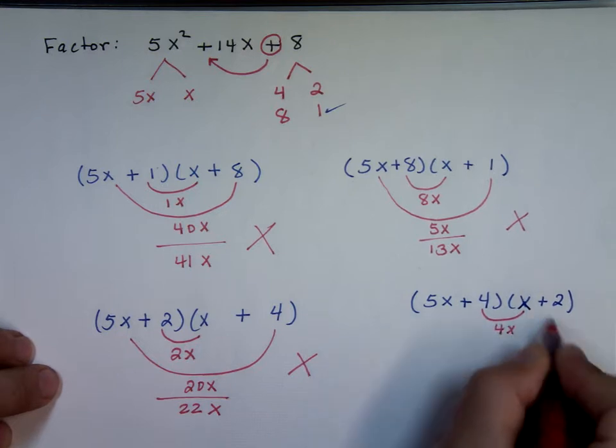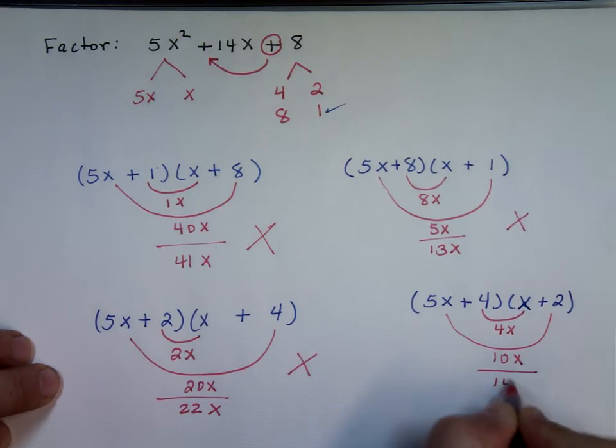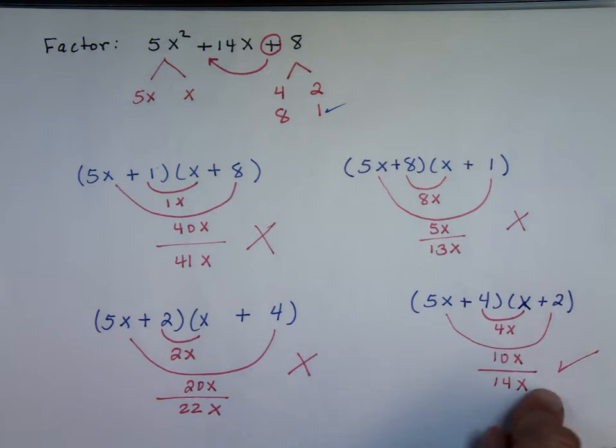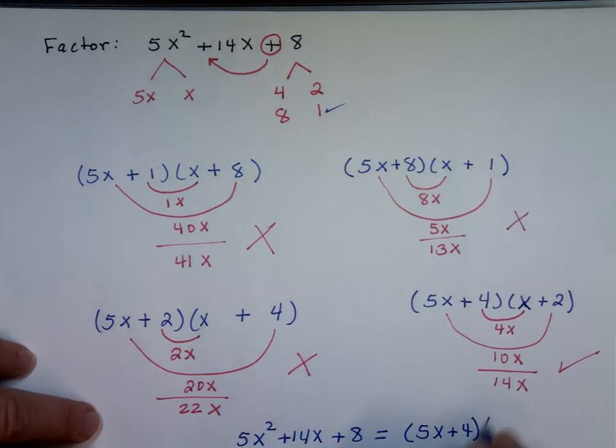4x, 10x, when you add them, 14x, perfect. Finally, we get the answer. Now, if this didn't work out, there are no more choices. That means you can't factor that problem. It's prime. So when I write this, 5x squared plus 14x plus 8, to factor that, that is 5x plus 4 times x plus 2.